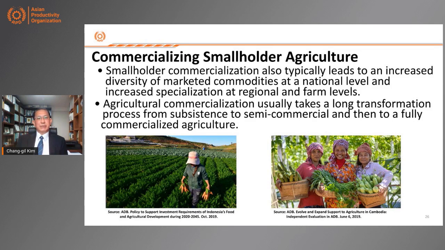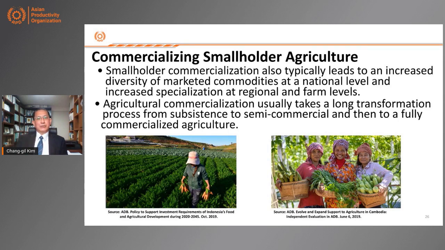Typically, this means increasing the diversity of market commodities at the national level and increasing specialization at the regional and farm level. Most small farmers are subsistence farmers. So we have to be concerned with commercialization for market surplus and agricultural productivity. So we have to be concerned about smallholder commercialization.